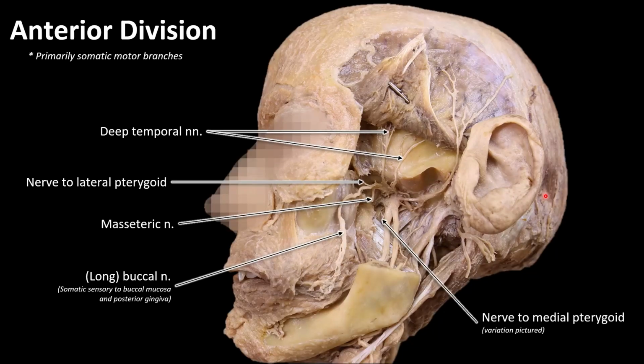All right, coming back to those divisions. The anterior division is carrying mostly somatic motor fibers. Now, please note that I said mostly, but not all. It's also carrying some somatic sensory fibers that branch off with the buccal nerve. So this nerve right here, and those head down to innervate the buccal mucosa inside the cheek and the posterior gingiva.